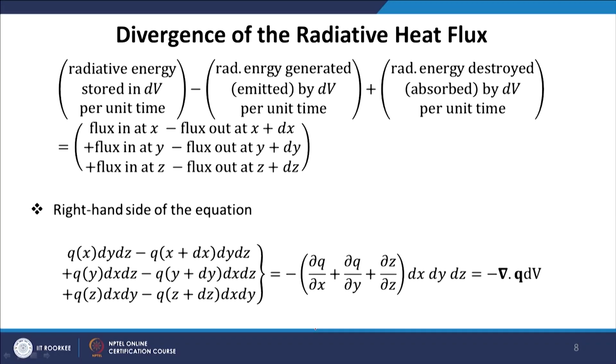The right hand side can be simplified by solving for q at x plus dx, and we get del q x by del x plus del q y by del y plus del q z by del z, times dx dy dz, and this will be equal to simply del dot q dV. So, del dot q is the divergence of radiative heat flux. This is the divergence of radiative flux. We also call it radiative source term.